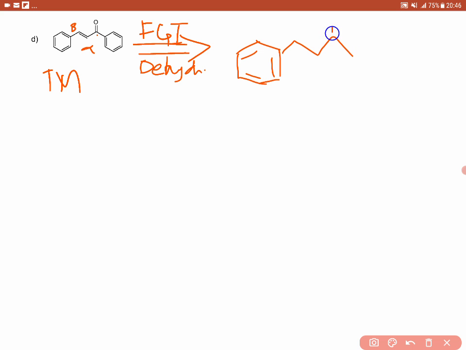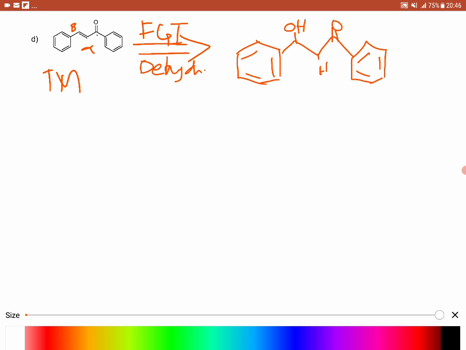So functional group interconversion of the target molecule gives us this molecule here. The carbonyl carbon is there, and the benzene ring. So at beta position we have an OH group, and there's a hydrogen here. So again, remember that the positions, the alpha carbon and the beta carbon, are key in our retrosynthetic analysis.